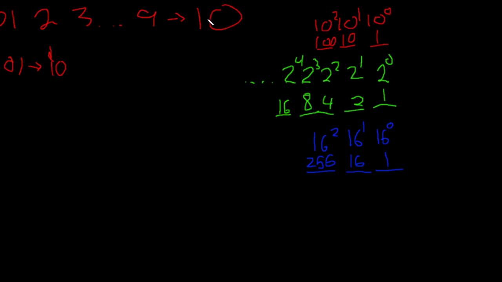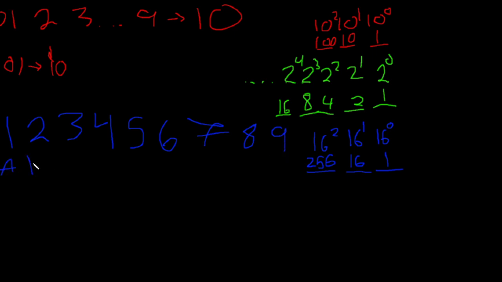Now counting in hexadecimal is a little different than counting in base 10, because once you hit 10, you can't write 10, because 10 is 16. You have 1 16 and 0 1s left over. So counting in hexadecimal is 1, 2, 3, 4, 5, 6, 7, 8, 9, A, B, C, D, E.